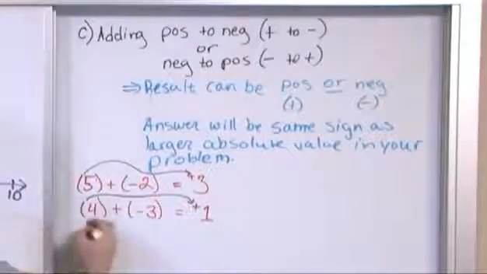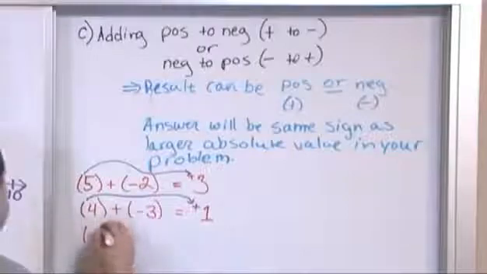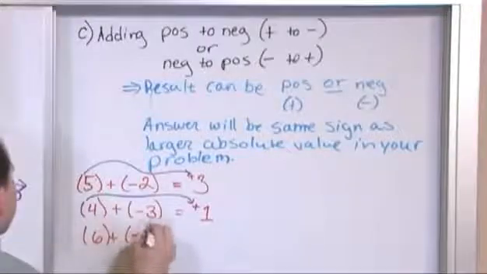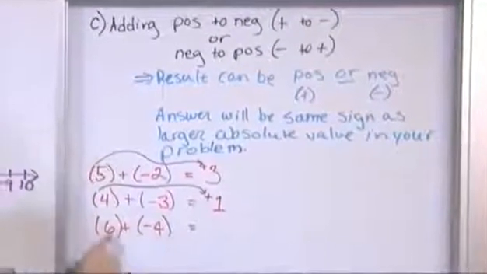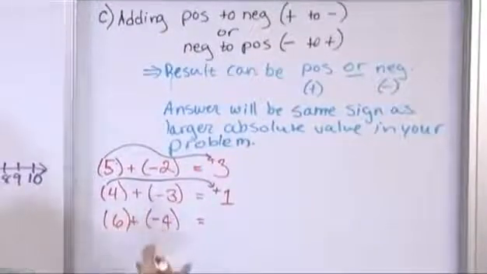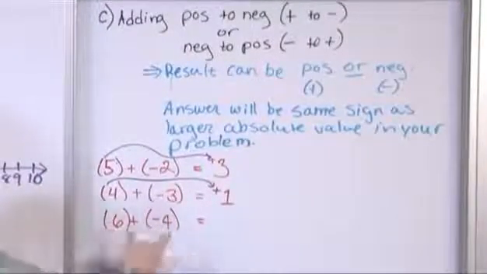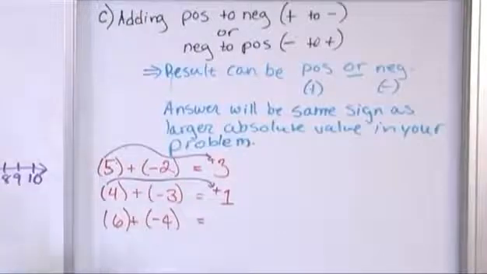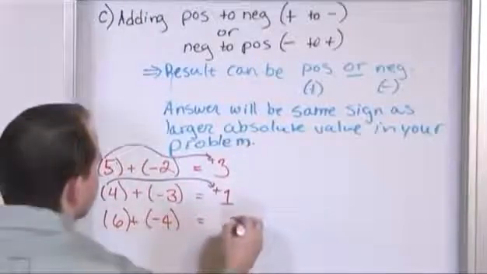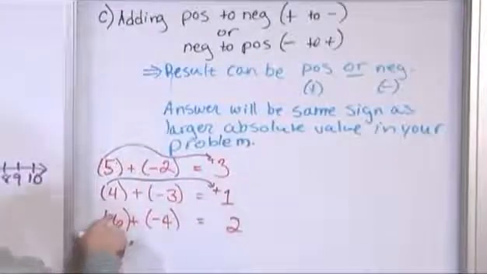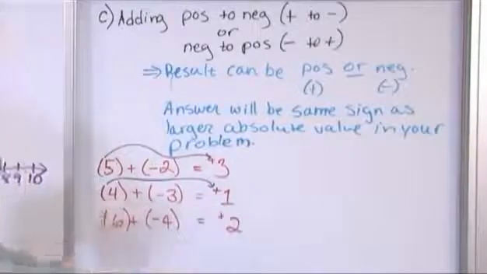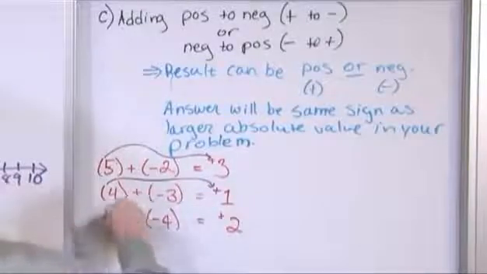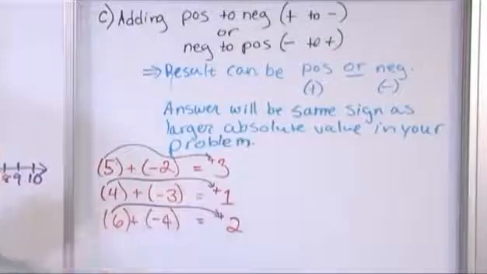Let's do a couple of additional examples. 6 plus negative 4. All right? So what you do when you have different signs, no matter if it's negative plus positive or positive plus negative, is you simply subtract the numbers. 6 minus 4 gives me 2. And the bigger number is positive, so there's a positive sign there. When I say the bigger number, it's the absolute value, right?